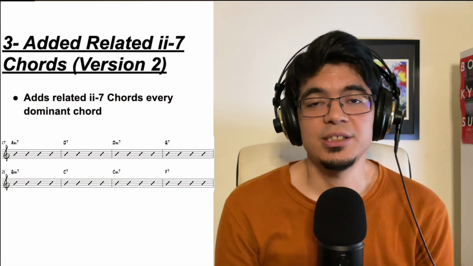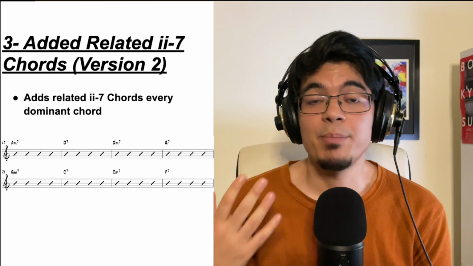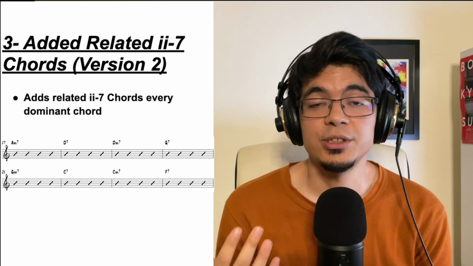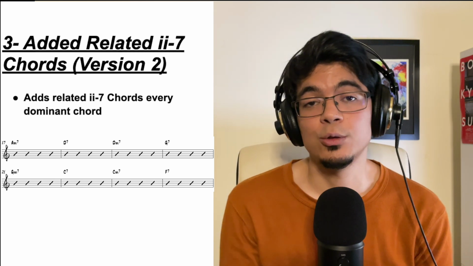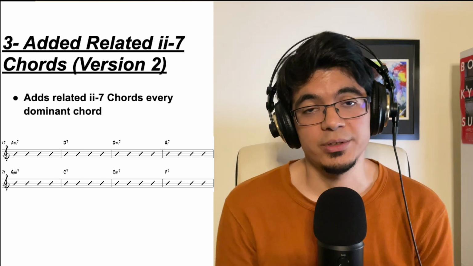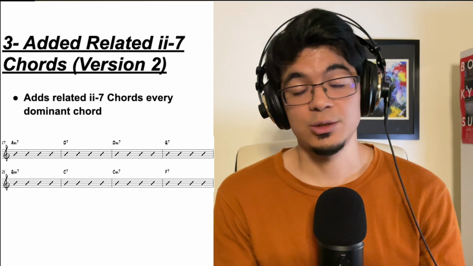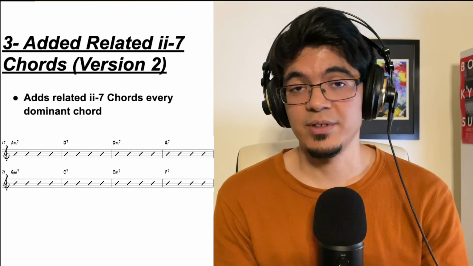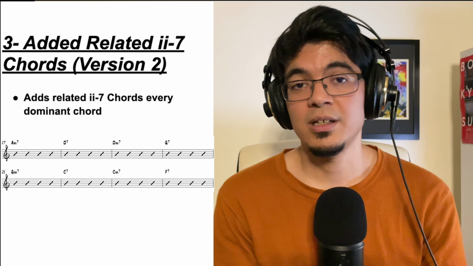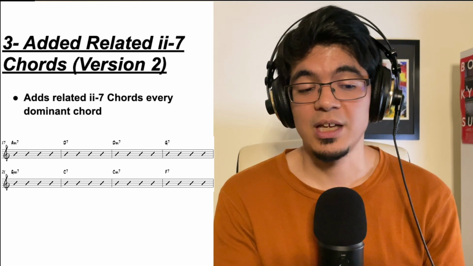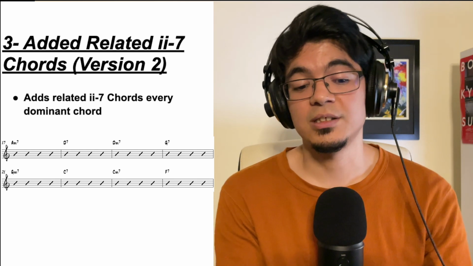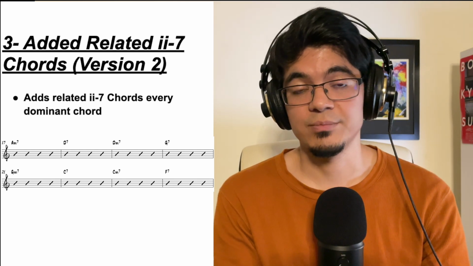This next variation on our chord progression further embellishes on our usage of related 2 minor 7 chords by adding 1 to every single one of our dominant 7th chords. What we're left with is this chord progression: A minor 7, D7, D minor 7, G7, G minor 7, C7, C minor 7, F7.